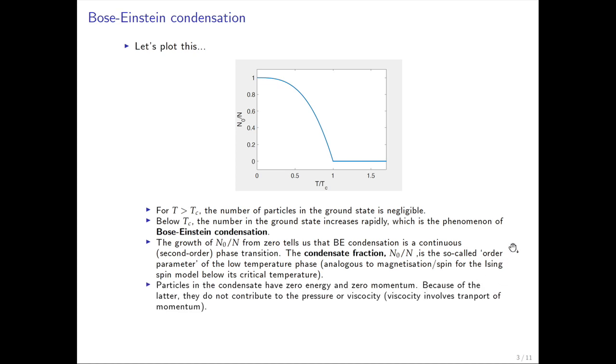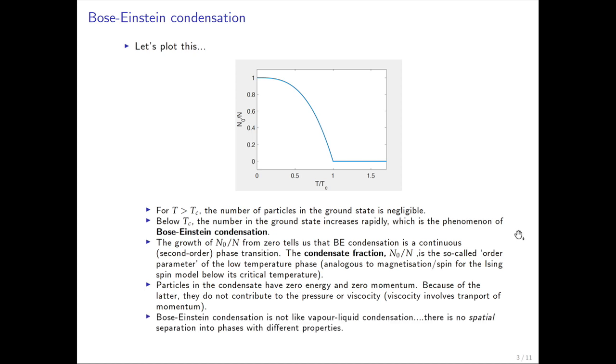And we also mentioned that particles in the condensate have zero energy and zero momentum, and because of this, they don't contribute to pressure or viscosity. And we'll discuss this a little bit at the end of this lecture when we talk about superfluid helium-4, which has zero viscosity because it's a kind of Bose-Einstein condensation, at least approximately.